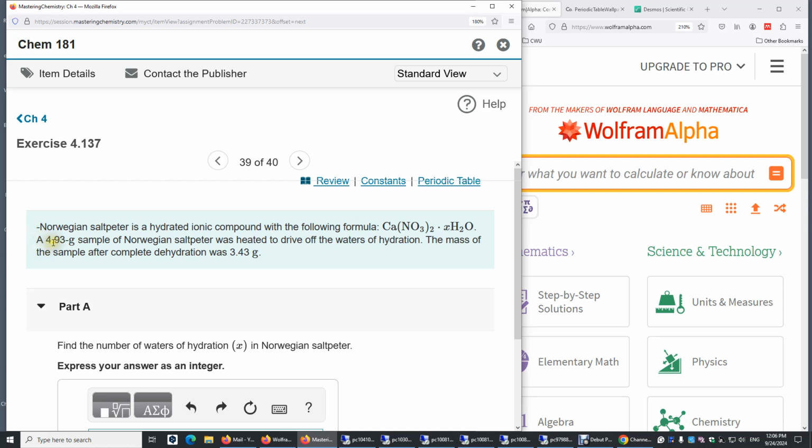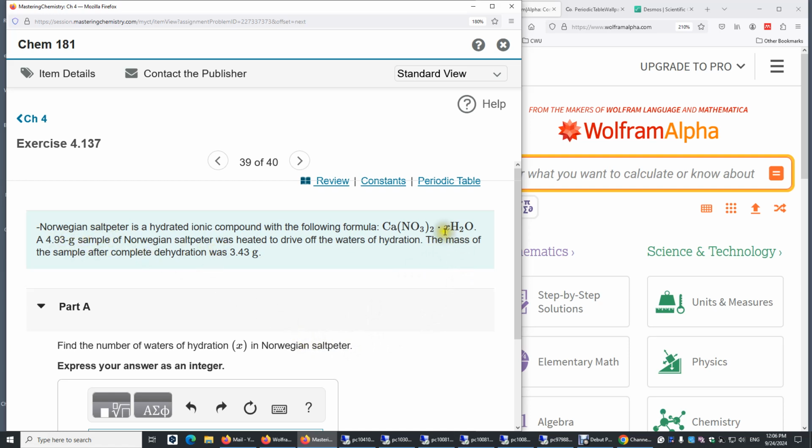A 4.93 grams sample of Norwegian saltpeter was heated to drive off the waters of hydration. The mass of the sample after complete dehydration was 3.43 grams. Find the number of water molecules in Norwegian saltpeter, this X.